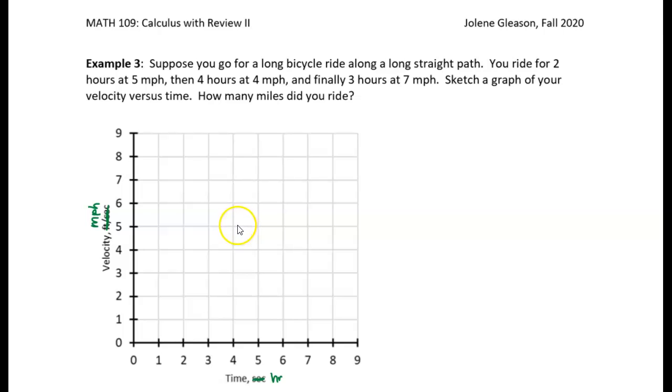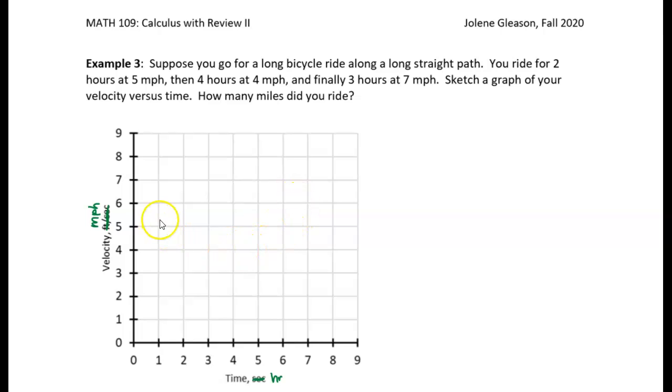Okay, in this example, we are going for a long bike ride. We ride for 2 hours at 5 miles per hour, and then 4 hours at 4 miles per hour, and then 3 hours at 7 miles per hour. And the first thing we're asked to do is just sketch a graph of the velocity versus time.